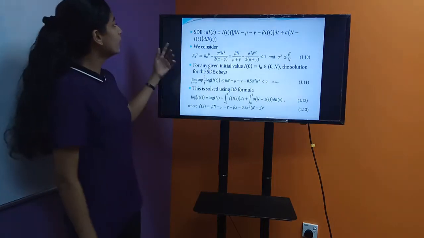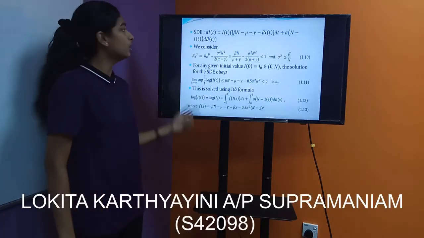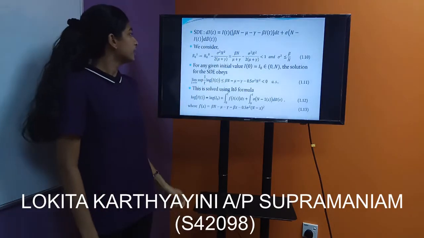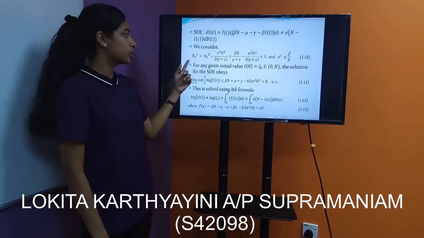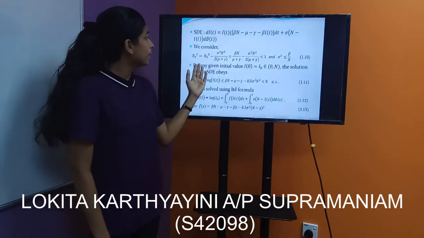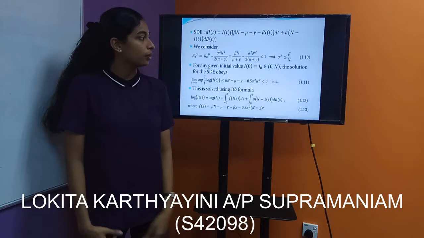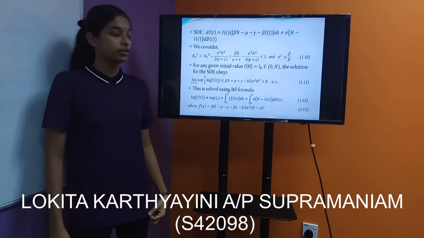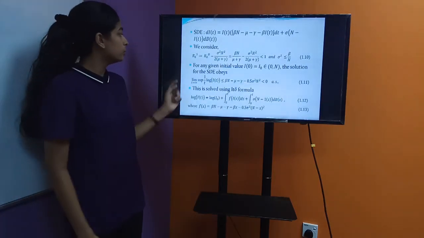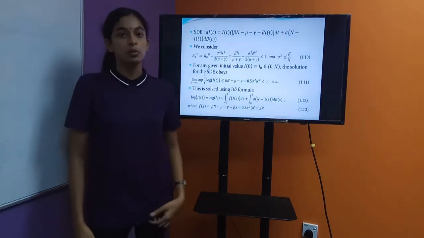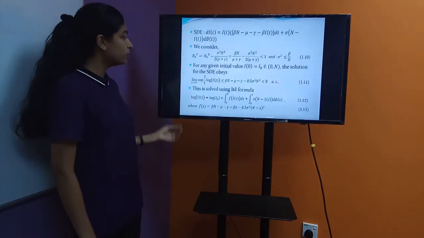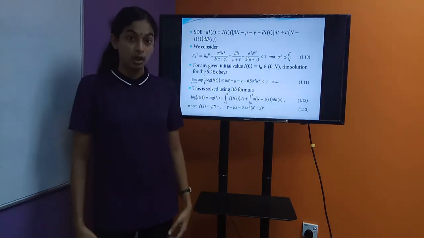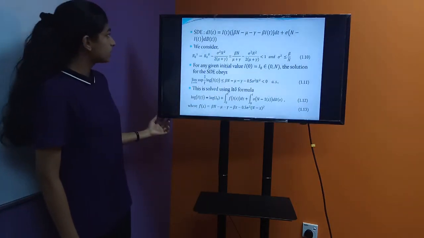Good day. For the continuation of the results, we use the SDE shown here. Next, we consider the basic reproduction number for the stochastic model, shown by equation 1.10. Then for any given initial value I0, the solution obeys equation 1.11. Then we solve this using the Ito formula, as we can see in equations 1.12 and 1.13.